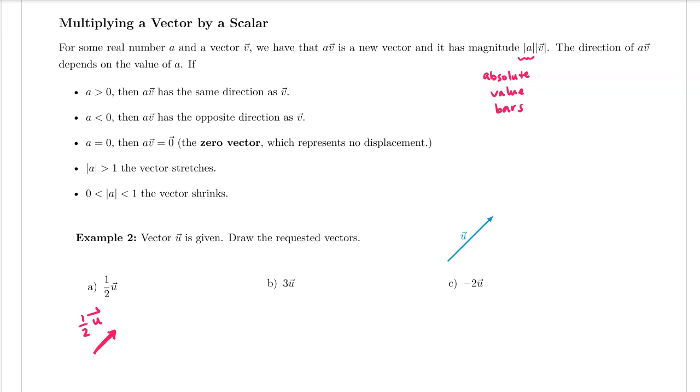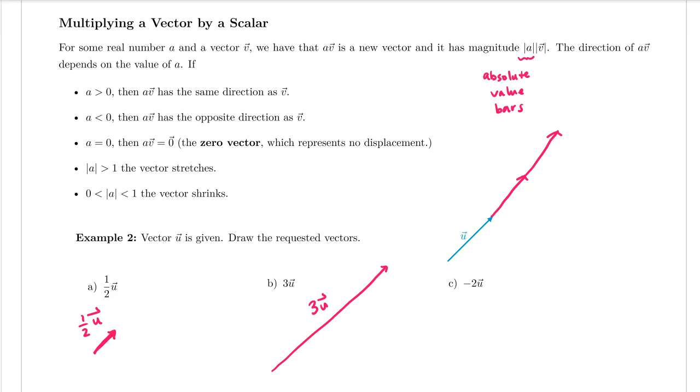Then in part B, we want to draw the vector 3u. So that means we're essentially taking this vector and putting along 3 of them. So the length or the magnitude of this vector u gets tripled. So let me try to draw this by hand. This is the direction, and then this would be vector 3u. And then the last one we have in part C, -2 times the vector u.